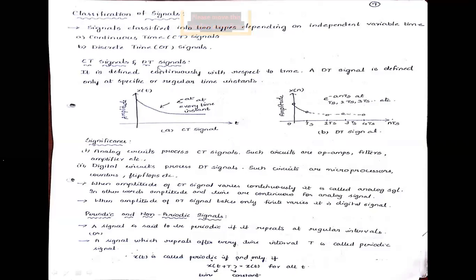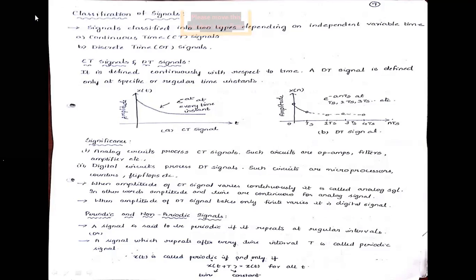Now these continuous and discrete signals are again classified as periodic and non-periodic signals. The first one: periodic and non-periodic. Now we've only seen one example on this also.